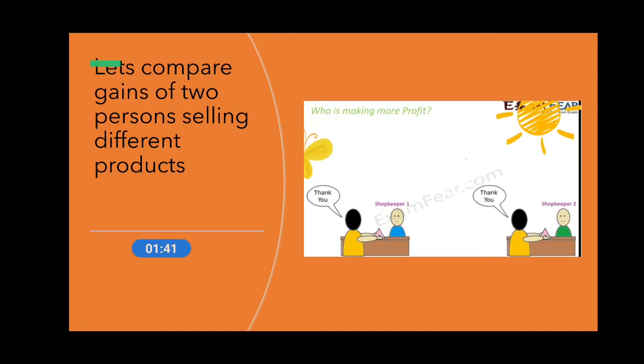Now when you need to compare the gains of two persons who are selling different products, say shopkeeper 1 is selling cloth, and shopkeeper 2 is selling, say, pencils, then how can you figure out which person is gaining more than the other?